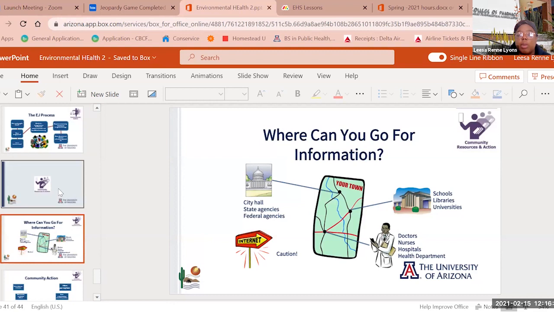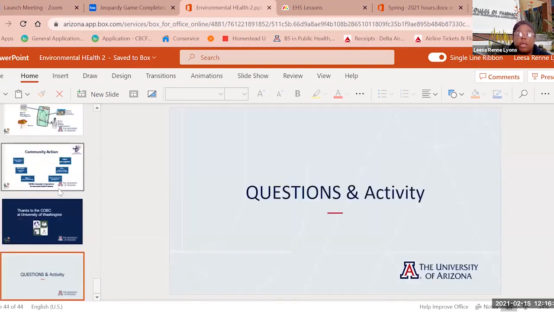So this is really to help students understand that all of this, they can be done by them. So they can find ways in their community to not only get the information, but also kind of help out in these regards. And then finish out with any questions and a brief overview of what the activity is. So I'm going to share a different screen now, which is going to be our Jeopardy game.